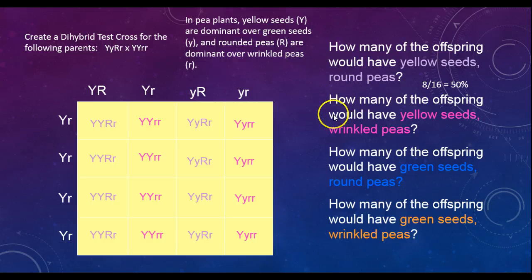How many of the offspring would have yellow seeds and wrinkled peas? So yellow is capital Y, and wrinkled, we must have two little r's.